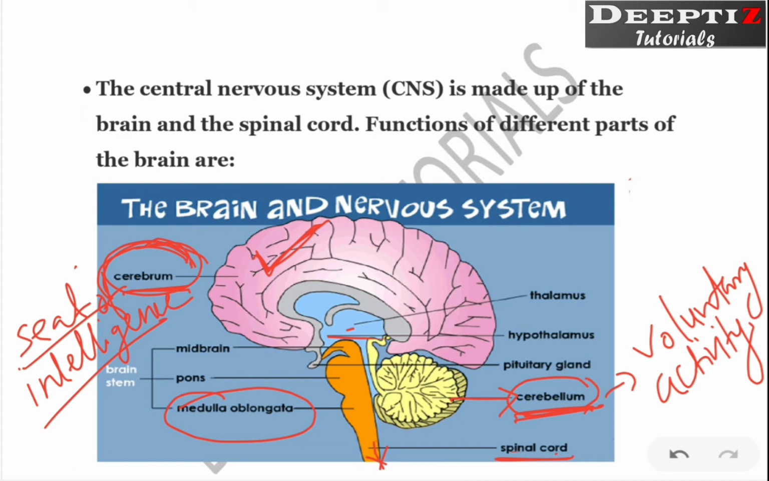If you want to stop it, if you want to walk somewhere, if you want to call someone, all those things you are doing voluntarily, purposefully, right? You can control even that. Such activities are controlled by the cerebellum.